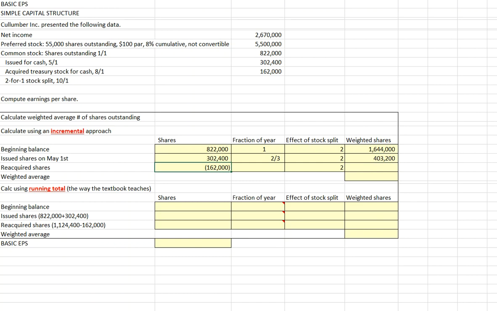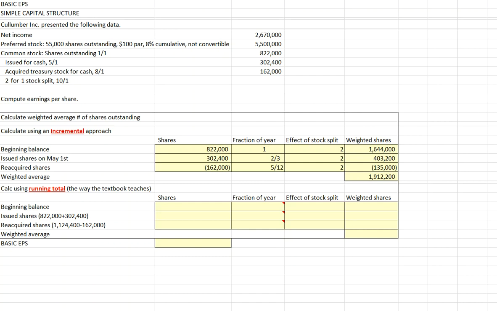Finally, we need to consider the treasury shares we reacquired on August 1st. We reacquired 162,000 shares. This is outstanding for 5/12 of the year. There are 5 months between August 1 and December 31st. So in our weighted average shares calculation, we'll take the minus 162,000 shares times 5/12 times 2. We add up the weighted average shares, and we get a total of 1,912,200 shares outstanding.